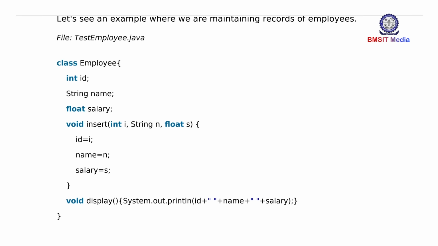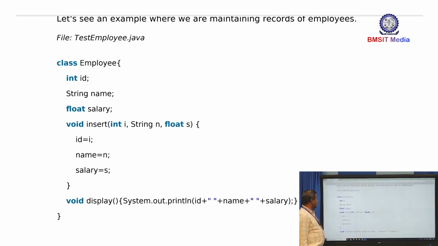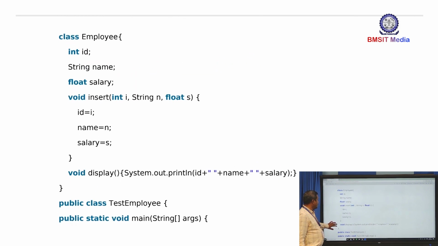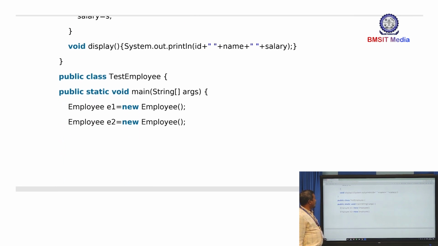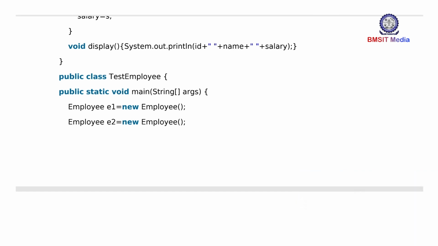So three parameters we are passing to the insert function. For initialization, ID is equal to I, name is equal to N, salary is equal to S. Similarly, we have a display method or display function, which is used for displaying the values. So how to call the method? Before calling a method, we need to start our class which contains the main function. Inside this class, we are creating objects of employee type. One is called E1, another is called E2, with the help of new keyword.